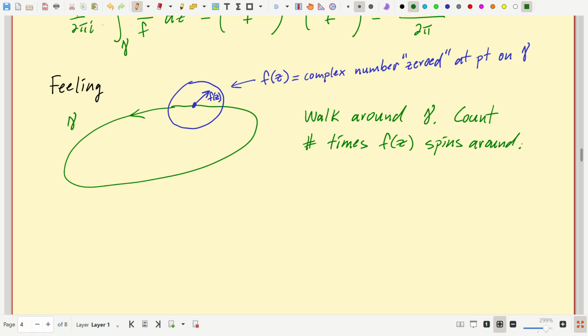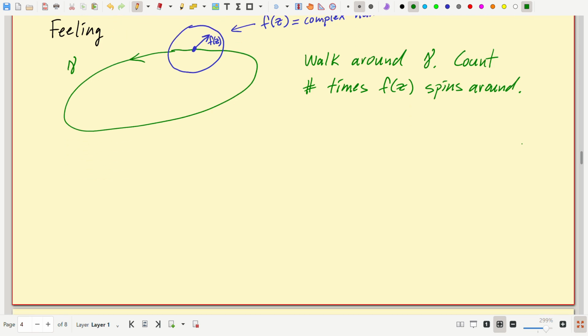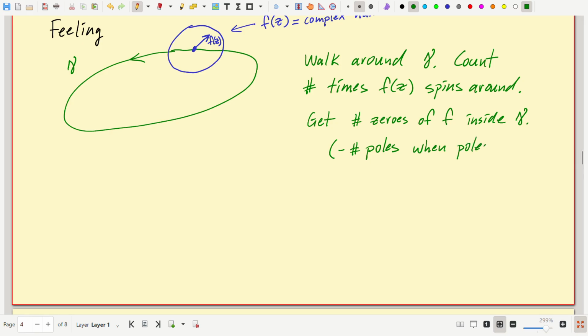So let me draw a picture here. When you do that, you get the number of zeros of f, if you're only dealing with zeros. If you've got poles, then you'd also get minus the number of poles. But this often gets applied in the case of just analytic.